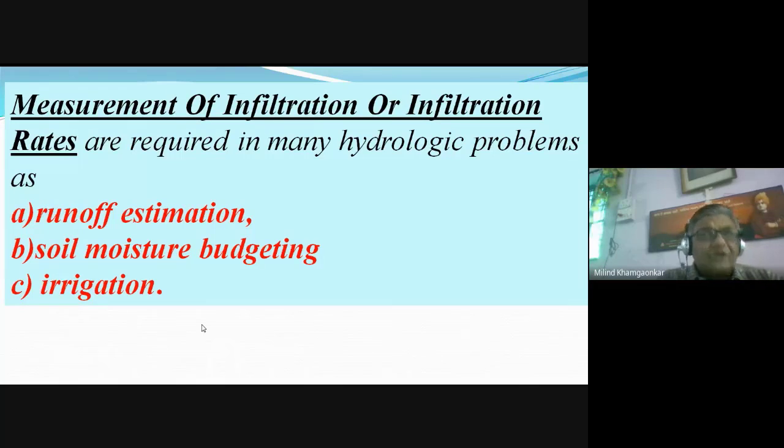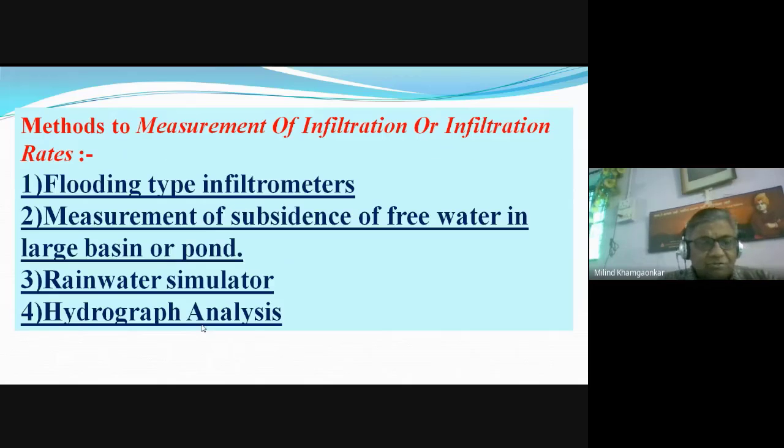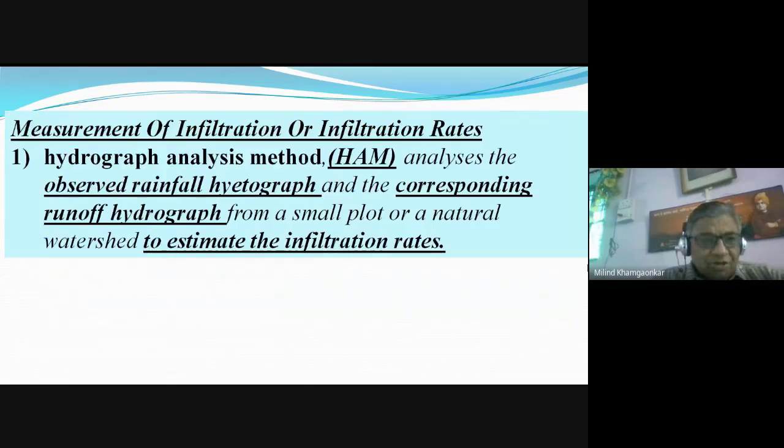There are various methods to measure the infiltration. Infiltration is being measured by the runoff estimation, soil moisture budgeting, and the irrigation. The various methods are flooding type infiltrometer with the measurement of subsidence of free water in the large basin, rainwater simulator, hydrograph analysis. These are the various methods.